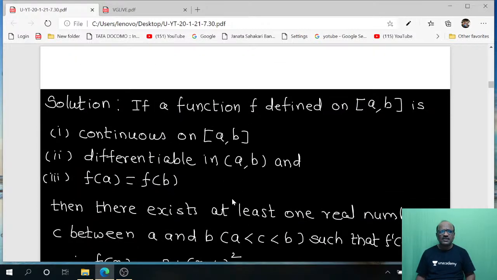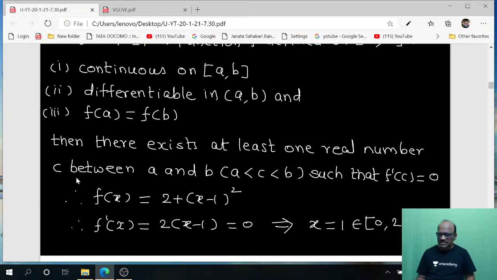It's very simple. First of all, what is meant by Rolle's theorem? If a function f is defined on a closed interval [a, b], it must be continuous on the closed interval [a, b], differentiable in the open interval (a, b), and f(a) = f(b). Then there exists at least one real number c between a and b, such that f′(c) = 0. We'll apply it here. We want to find the value of c.